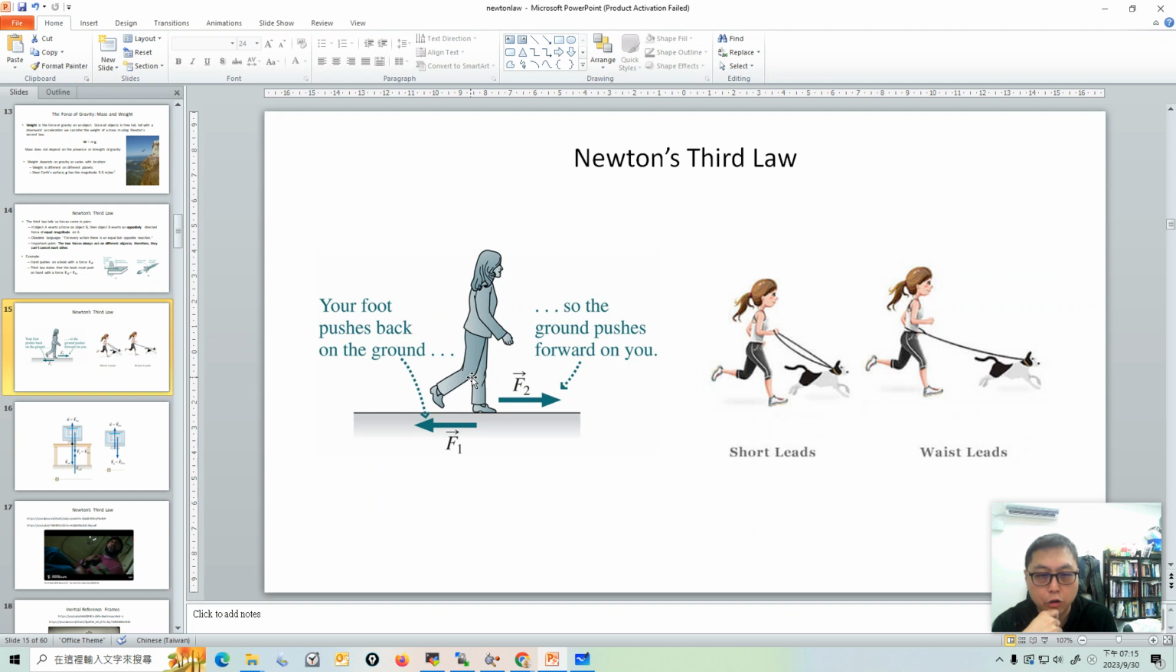And if you have a dog, the dog pulls the rope, not push, I used the wrong word. The dog pulls the rope, and at the same time, the rope also pulls the dog. This is equal and opposite. It's a force pair, an action pair. What's its name? I need to check this out.